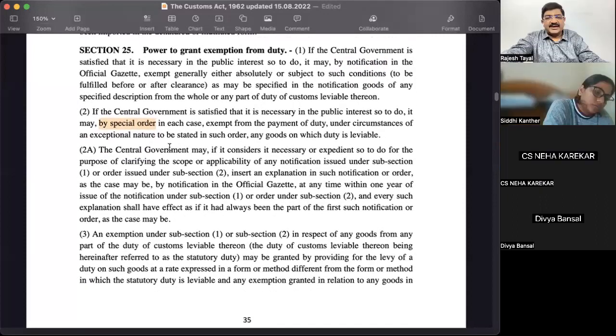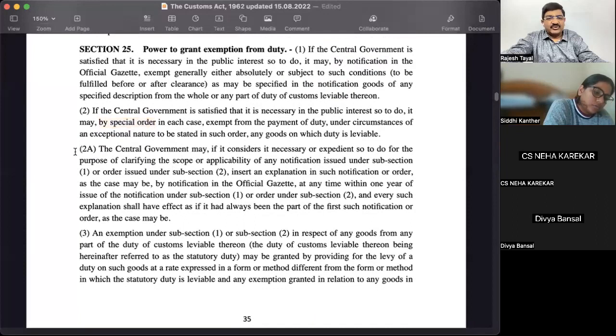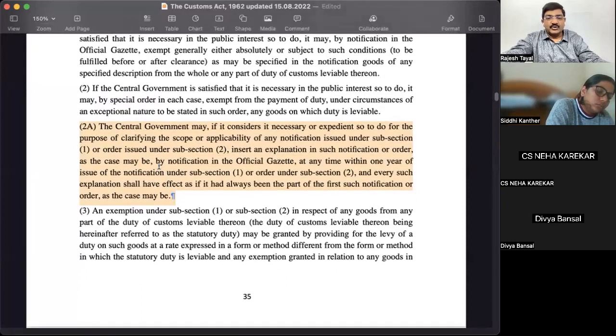Okay. And then comes adding of a clarification. So this is about that. Adding of a clarification within a period of 1 year, and that will have effect as if it was a part of original order or notification.